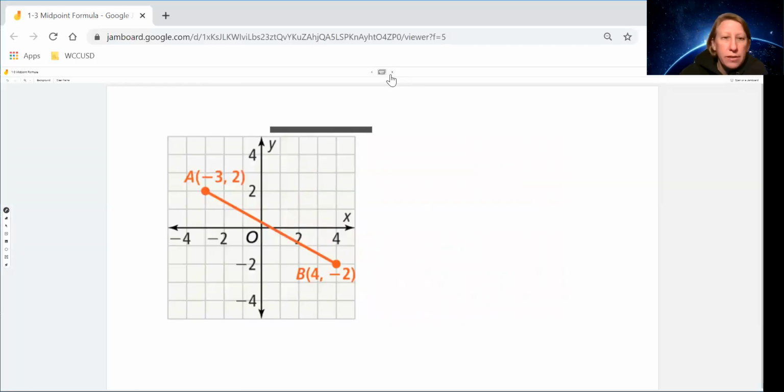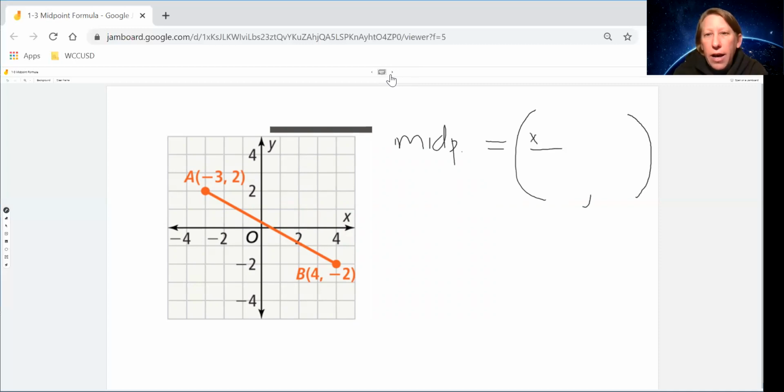So let's practice. When you use a formula, it's always a good idea to write it on your paper. So we're going to write the midpoint formula. And the midpoint formula is going to tell you the X coordinate and the Y coordinate. It's like a giant point. The formula itself is a giant point. You're going to add the X coordinates together and find the halfway. And you're going to add the Y coordinates together and find halfway.